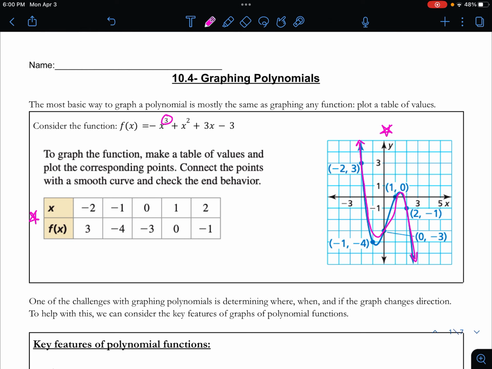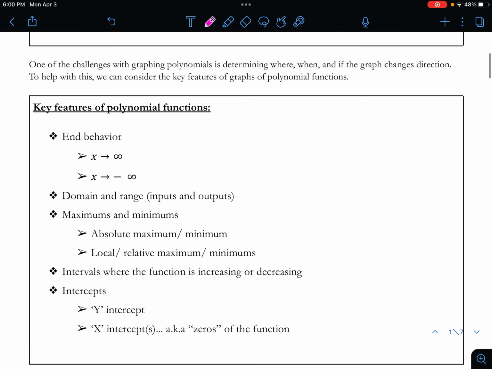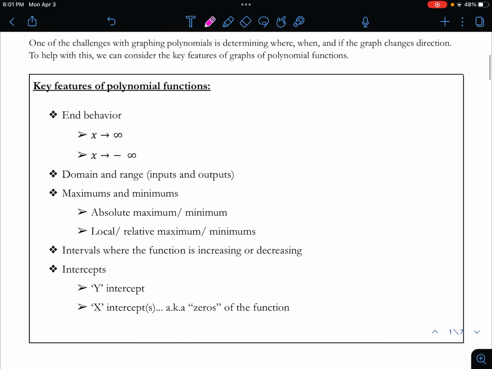But the question is, how can you make sure that you get enough points in your table to actually capture the behavior of the function? With a computer, like Desmos software, you can plot really as many points as you want almost instantaneously. But if you're doing this by hand, we want to consider a couple of key features with polynomials. Okay, so one of the tough things is figuring out, where does the graph change directions?